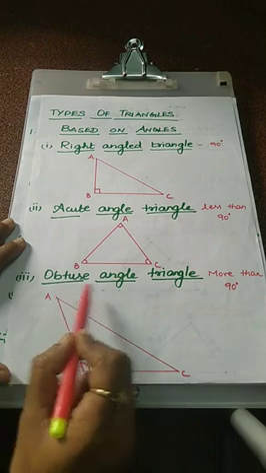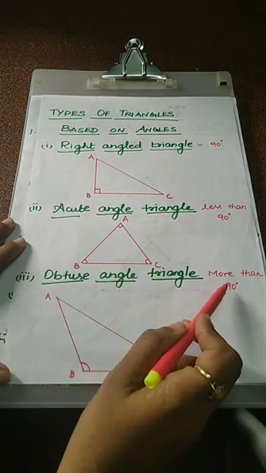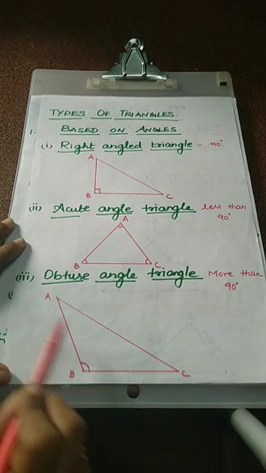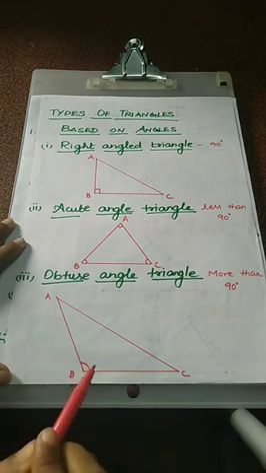The next one, obtuse angle triangle. Obtuse means what is that? More than 90 degrees. So here one of the angles is obtuse. So this type of triangle is an obtuse angle triangle.